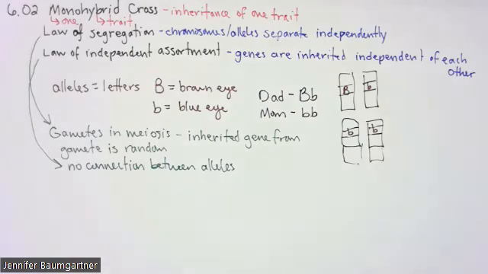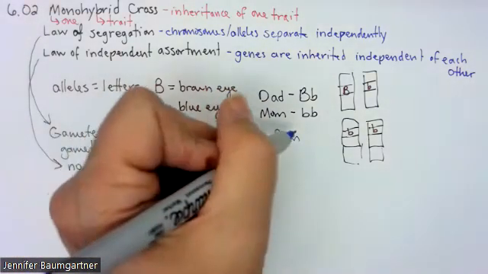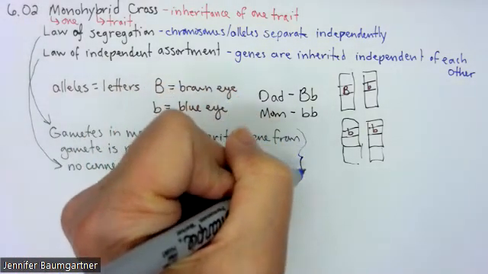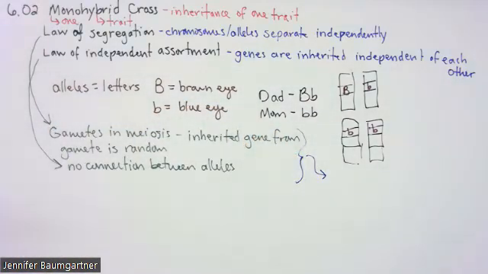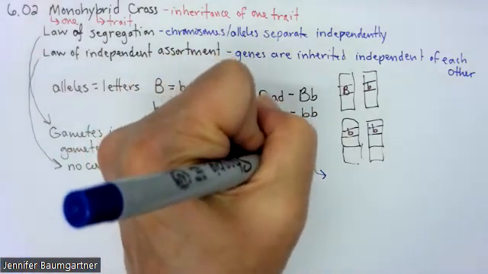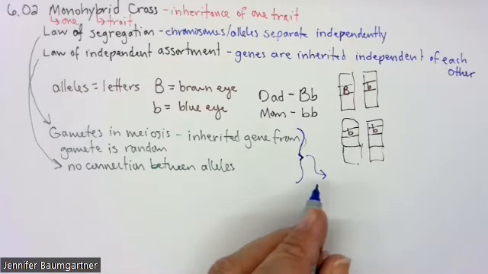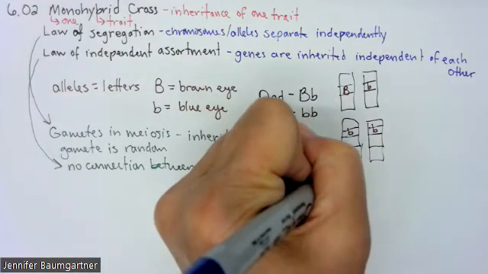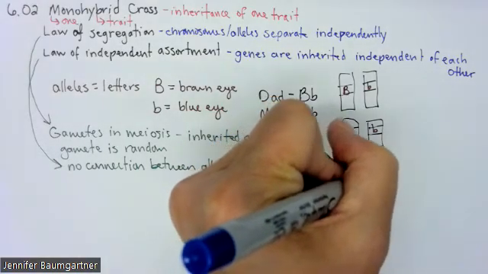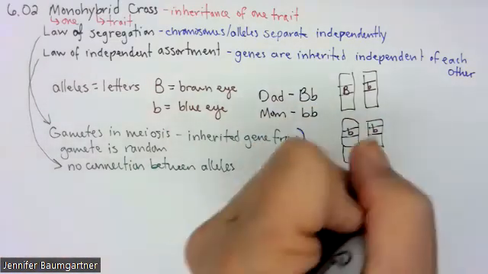So to sum it up, what these two laws are telling us is that the inheritance of a trait, and this is the ideal. Now we're going to find out that the law of independent assortment and segregation doesn't always hold true. But what this means is that there should be a complete random inheritance.